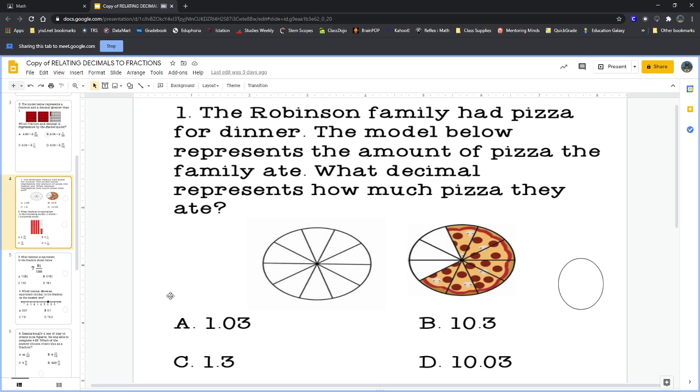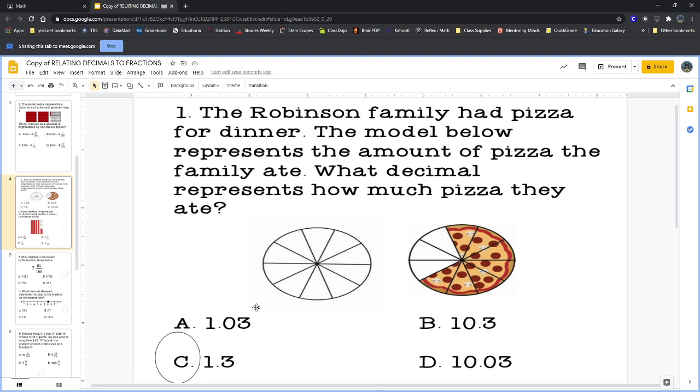Jadine? How much of this pizza did they eat? What decimal would match? 1.3. There is one whole pizza gone, and then there is 3/10 gone from the second because there's 3 pieces out of the 10 pieces that they ate. So my answer should be C. 1 and 3 tenths.